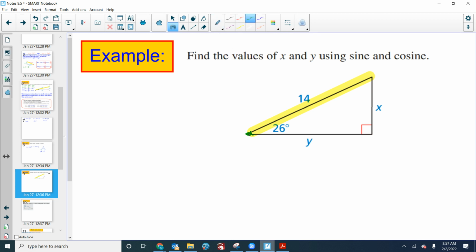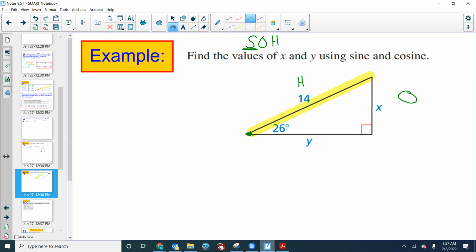Here we go. If Preston decided to find x first, we don't have a choice whether to use sine, cosine, or tangent. What are we going to use? Well, from this 26-degree angle, we have to use x, don't we? From 26, what is x? Opposite, adjacent, or hypotenuse? Opposite. I can't use y. That'd be two unknowns. So I need to use the hypotenuse. If I'm using opposite and hypotenuse, that tells me I have to use sine.